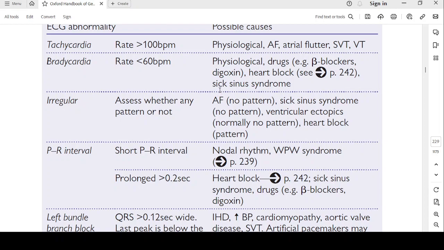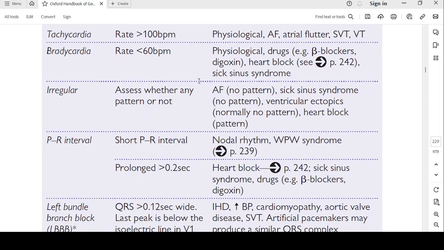Sick sinus syndrome. Heart block, sick sinus syndrome. So these are the four reasons. One is physiological. It can be physiological. Drugs like beta blockers and digoxin. It could be a heart block which is causing a low heart rate and a sick sinus syndrome.